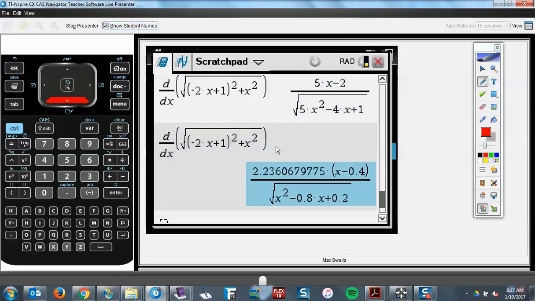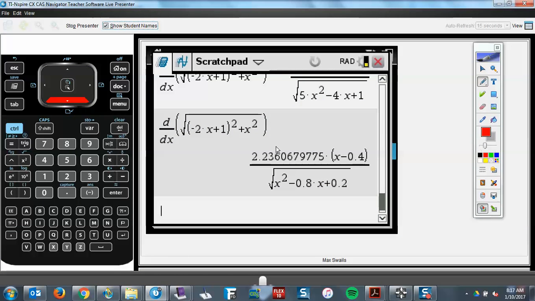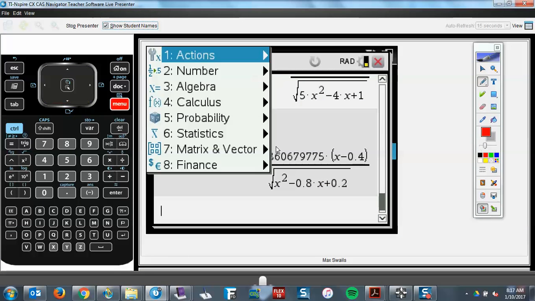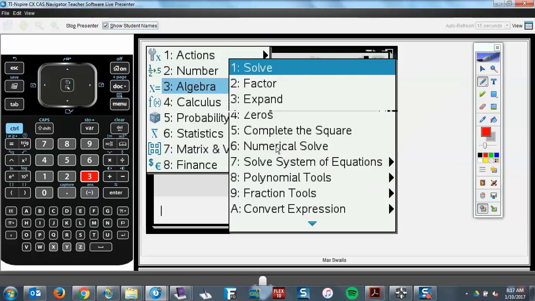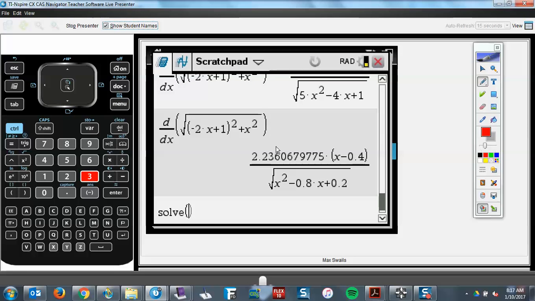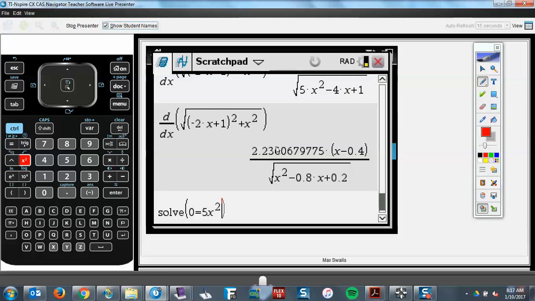And so that would be something we could solve, because you can't ask, and Emily asked this yesterday, how do you tell if something's undefined? You can't tell the calculator solve when this is undefined, right? You can't do that. You can do a solve when something is 0 or something equals whatever, but you can't do when it's undefined. But now we know it's in the bottom is 0. So now just do solve and then do 0 equals 5x squared minus 4x plus 1.